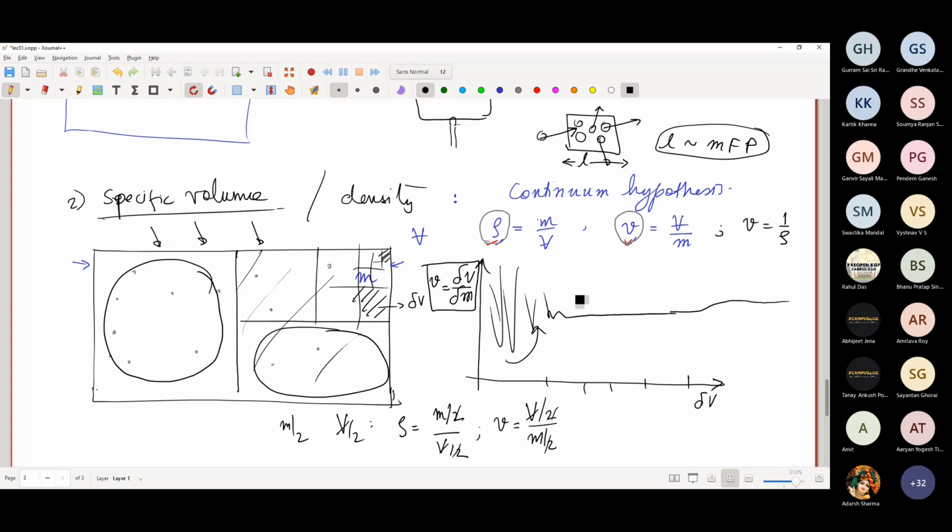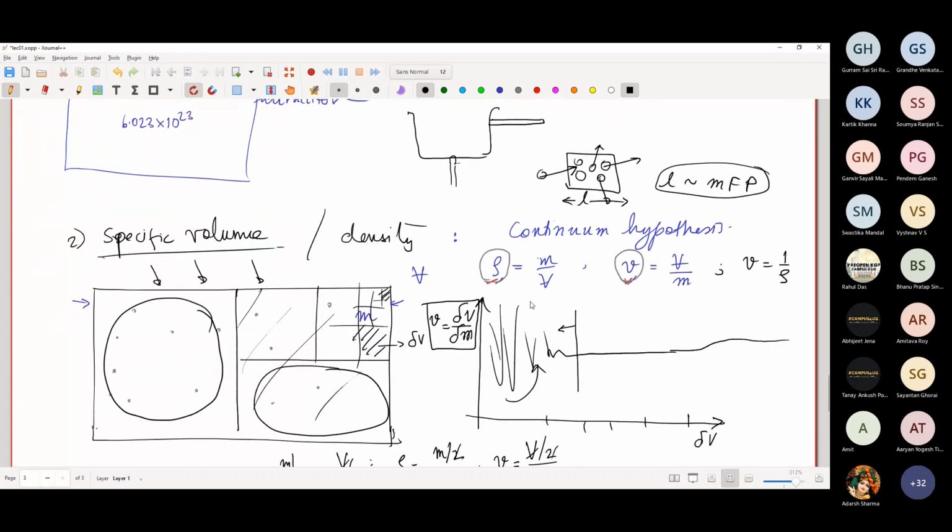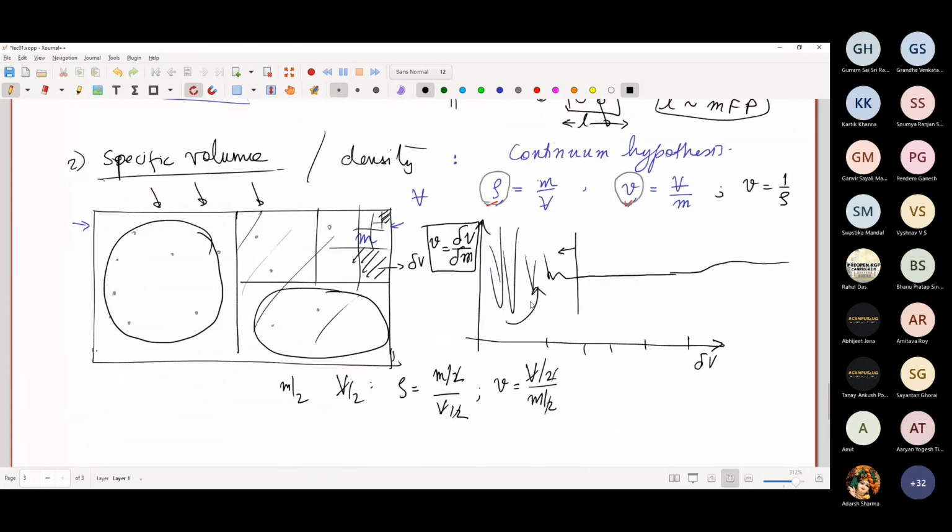Can you once explain mean free path? Mean free path is the minimum distance a molecule will move before colliding with someone else. You wanted to know mean free path in this context or in general what mean free path is? Yes, sir, in this context. Okay, wait.